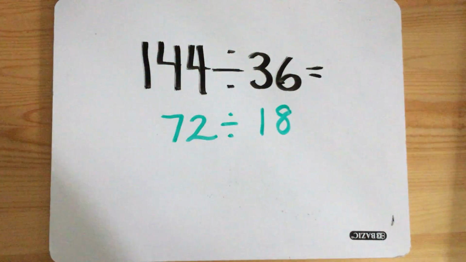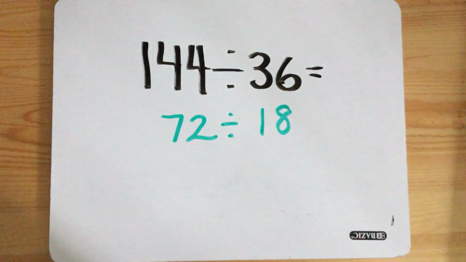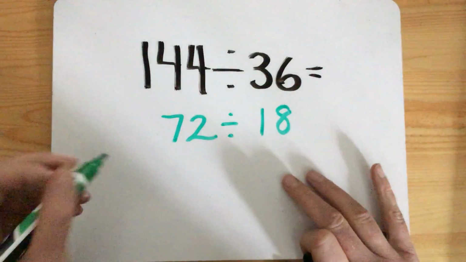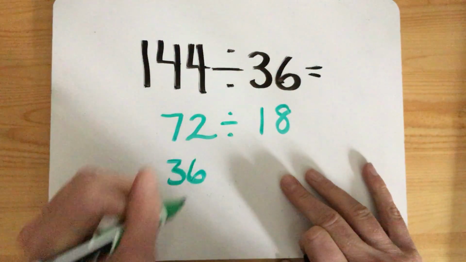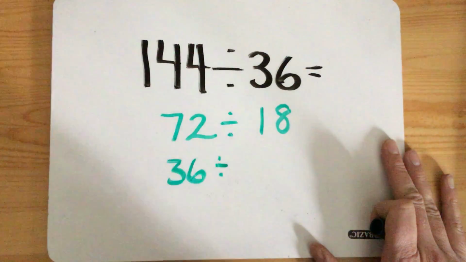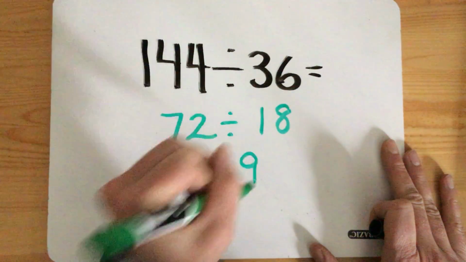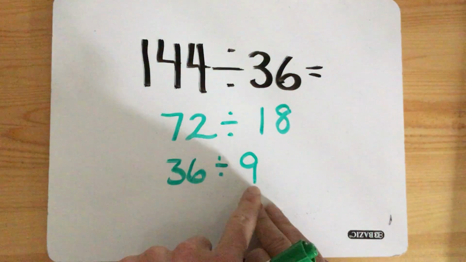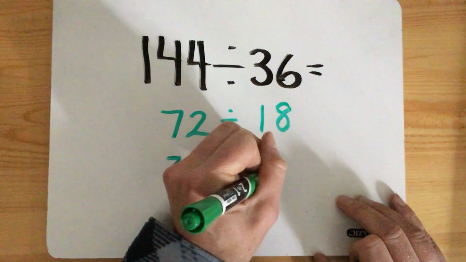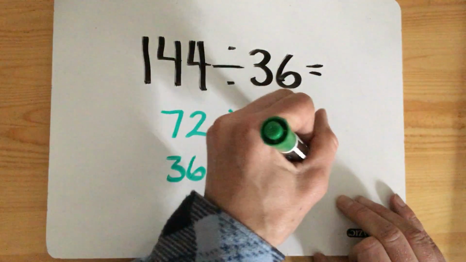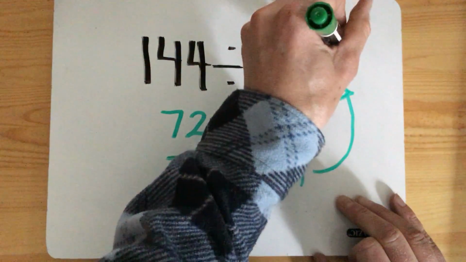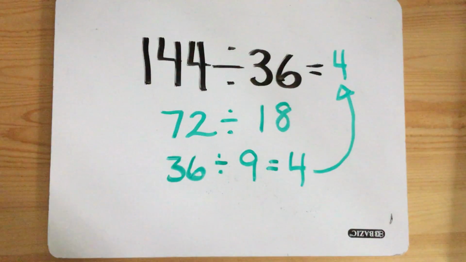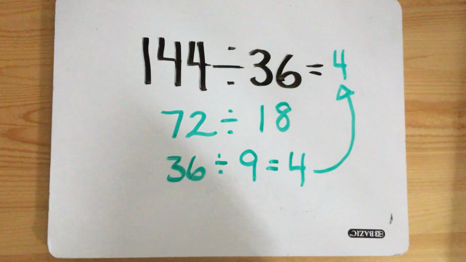Now I look at this, I still cannot do this in my head. I still cannot go 72 divided by 18. But if both my numbers are even, which they are, let's halve them again. So I'm going to halve 72 now, and I'm going to get 36. I'm going to halve 18, and I'm going to get 9. So now this I can work with. This I know, 36 divided by 9, or I can go with 9 times what equals 36, and I get 4. And then that means 144 divided by 36 is 4. So that's the halving strategy.